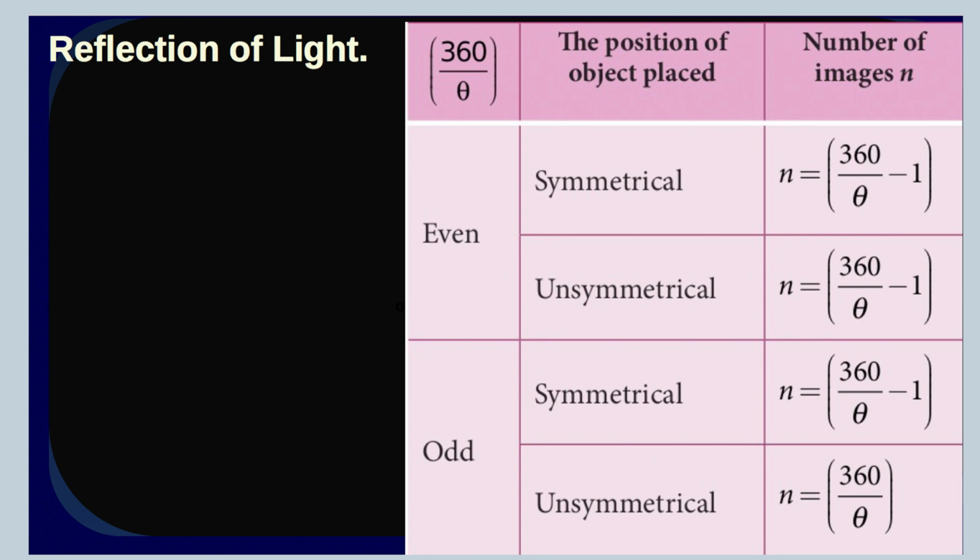If theta is even, then in the symmetric form the number of images is n equals 360 by theta minus 1, and in the asymmetric form n equals 360 by theta minus 1. This is the case when 360 by theta is even. In the case where it is odd, the formula is slightly changed for the symmetric and unsymmetric forms: n equals 360 by theta minus 1 and n equals 360 by theta.